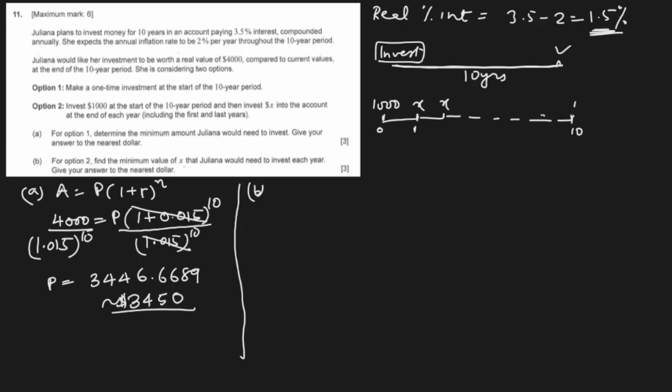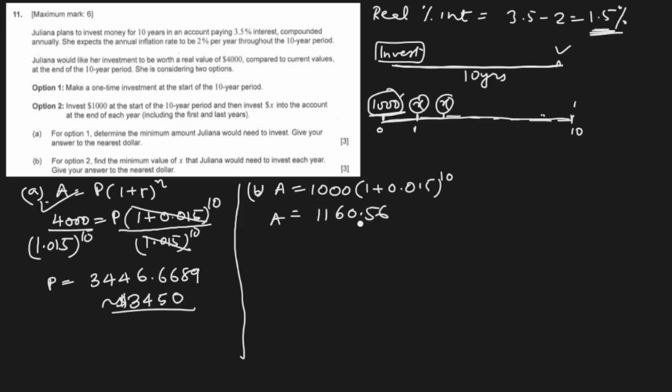Find the minimum value of X that Juliana would need to invest each year. First, this 1000 has nothing to do with these X's. So let's talk about this 1000 only, because it is there for the whole 10 years. That means it will be just like the one we did in part A, but here we find A because our P is 1000 at the start of the investment. So 1 plus 0.015 to the power 10. For the full 10 years we'll get interest on this, and the amount comes out to be 1160.56. This is what it will become after 10 years.